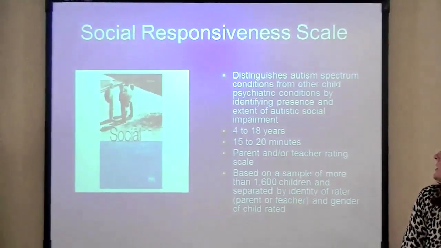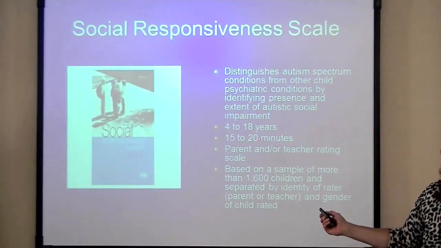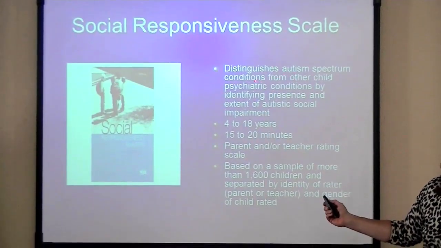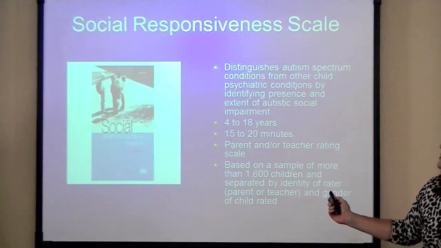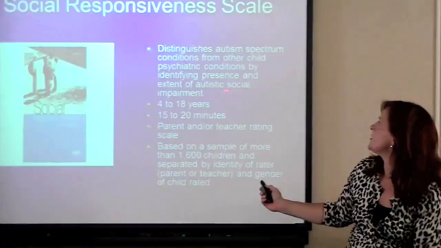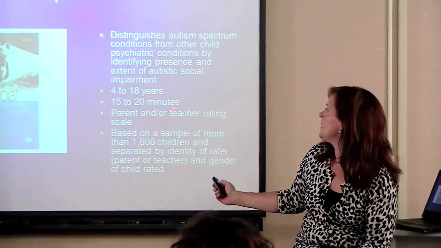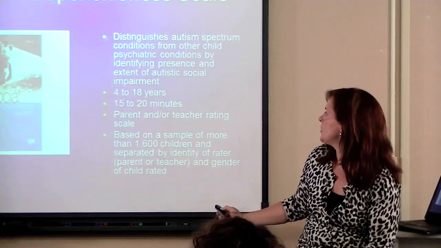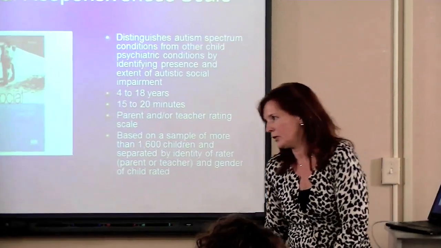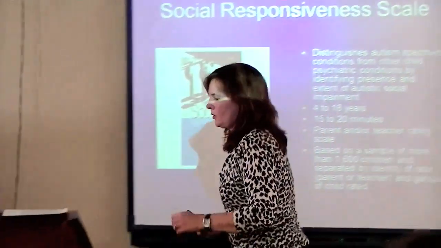Social Responsiveness Scale. This one's for ages 4 to 18. It distinguishes autism spectrum from other child psychiatric conditions by identifying the presence and extent of autistic social impairment. It's a parent and/or teacher rating, and it only takes 15 to 20 minutes. It's got a fairly good validation sample. Let me read you some of the questions from this.